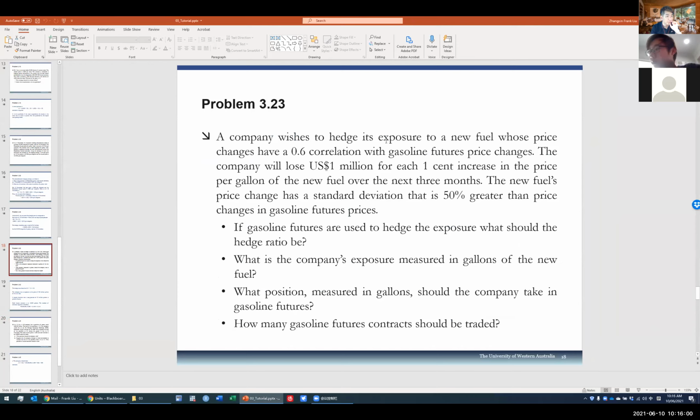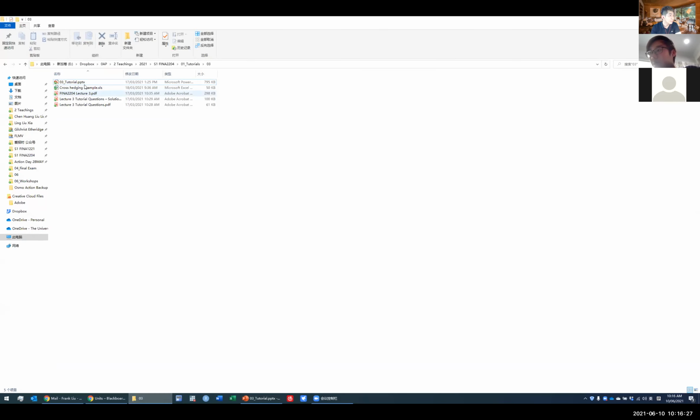This company wished to hedge its exposure to a new fuel price, with 0.6 correlation with the gasoline futures price change. So that tells you this is gonna be a cross hedge, because it's not using exactly the asset they want to hedge. It's gonna be an imperfect hedge. The company will lose $1 million for each 1 cent increase in the price per gallon, and the new fuel's price change standard deviation is 50%. So pretty much you're gonna use this very standardized formula.